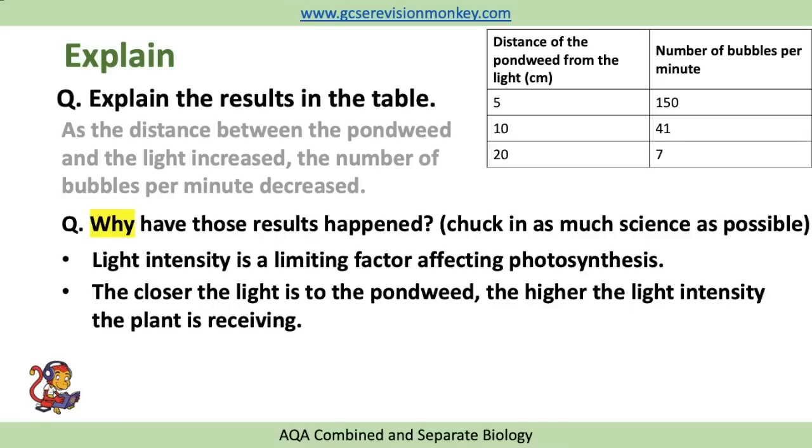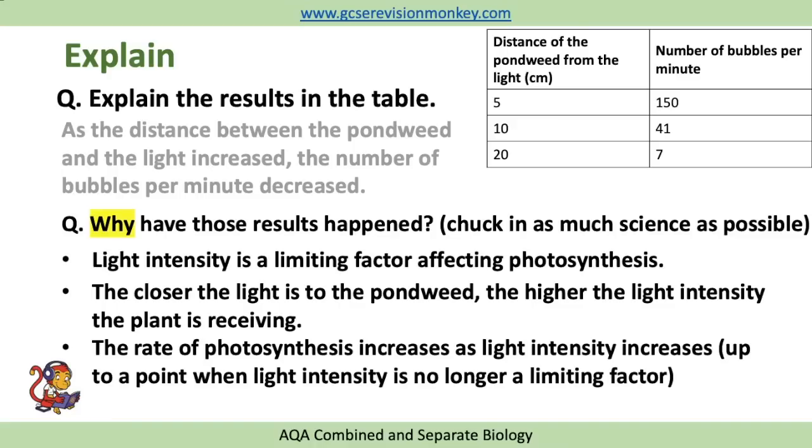The closer the light is to the pondweed, the higher the light intensity the plant is receiving. The rate of photosynthesis increases as light intensity increases, up to a point when light intensity is no longer a limiting factor. So you can bullet point all of these key scientific details which explain why those results are what they are, rather than describing the results.